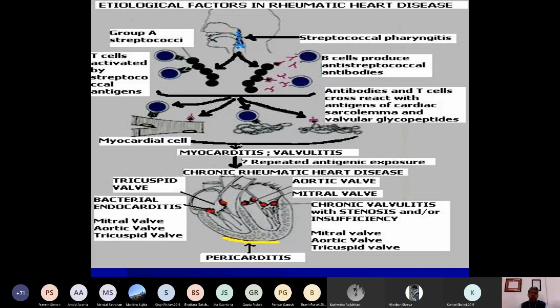So on the myocardial cells, it can lead to myocarditis. It can affect the valve. It can lead to valvulitis. Repeated infection, repeated antigenic exposure, more antibodies, more inflammation. It can lead to chronic rheumatic heart disease. And chronic rheumatic heart disease can cause pericarditis with effusion and then adhesions over there, which can lead to inhibiting the expansion of the heart.